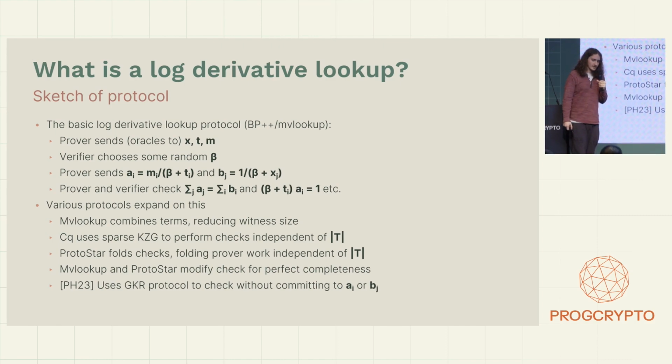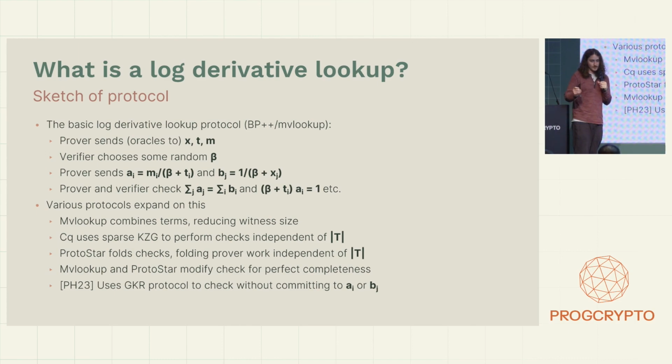So there's a bunch of different protocols that build on top of log derivative lookups. Among them, MV lookup, which independently rediscovered log derivative lookups, has some interesting optimizations regarding combining terms. So with these zero checks, you could imagine that we could add up different reciprocals and they might increase in degree. So that's one thing MV lookup does. CQ, which is, I guess, the most recent or almost most recent work in the Caulk line of big table lookups, uses log derivative lookup to perform lookups independent of table size.